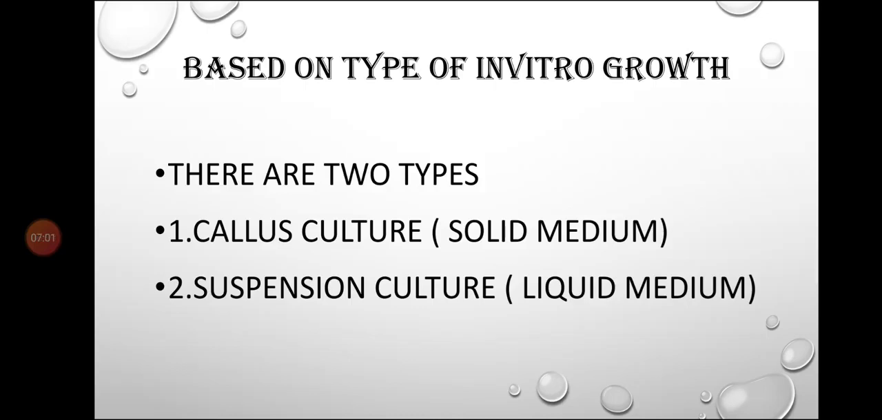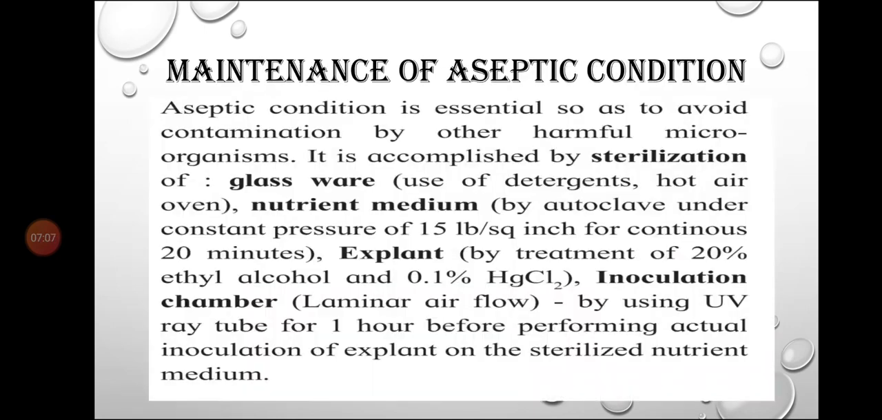Aseptic condition is essential to avoid contamination by harmful microorganisms. When I say aseptic condition, it is very much necessary because there are many harmful organisms that can attack us. So how can it be done? It can be accomplished by sterilization of glassware. How can sterilization of glassware be done? It can be done by using detergents, and then hot air ovens.